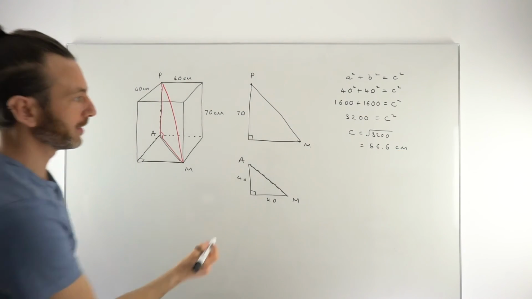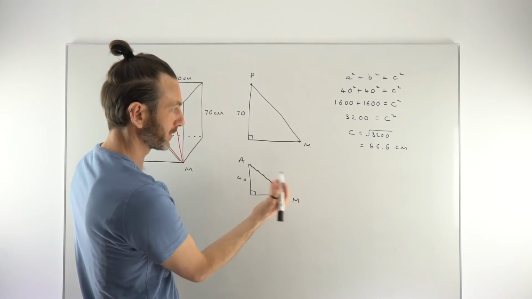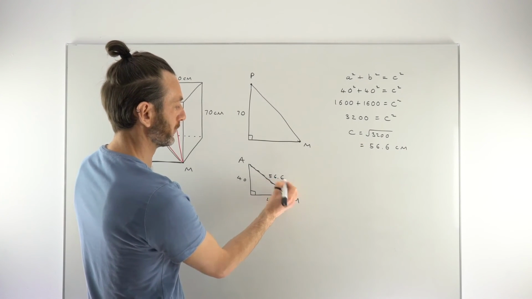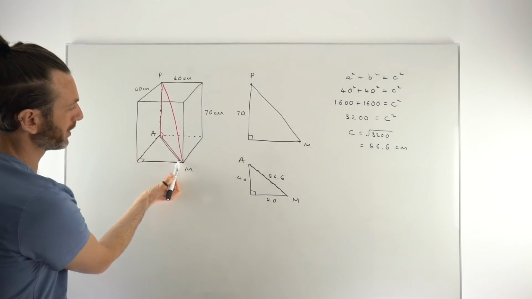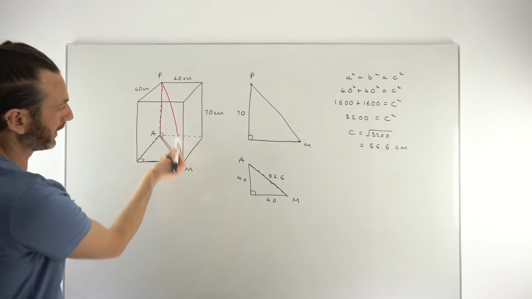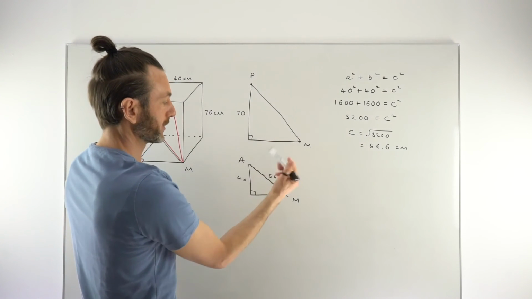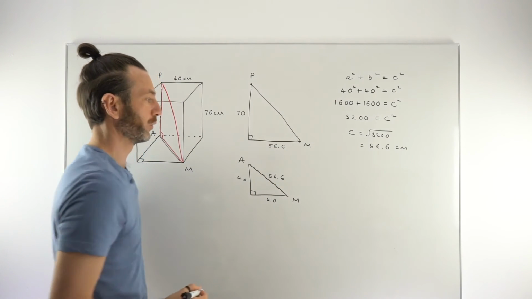So if we look at our diagram, could that be 56.6? Well, that's 40, that's 40. This is the long side, it has to be bigger than 40. So 56.6 looks to be reasonable. So that is this side here we've just found. Remember, we're ultimately trying to find this length here, which is this side here, but we know that that side and that side are the same. So we can now transfer our 56.6 over to here.